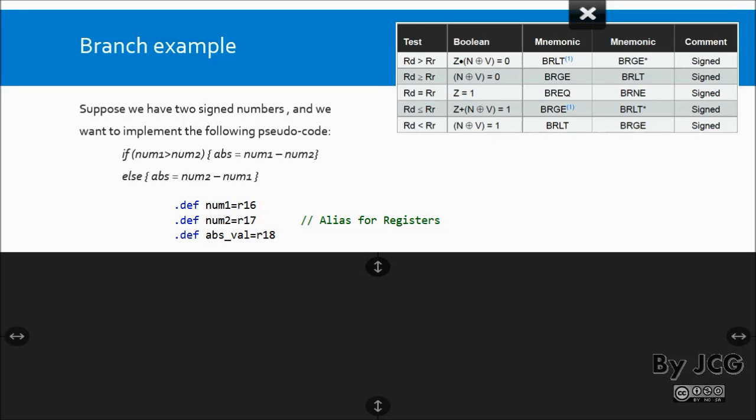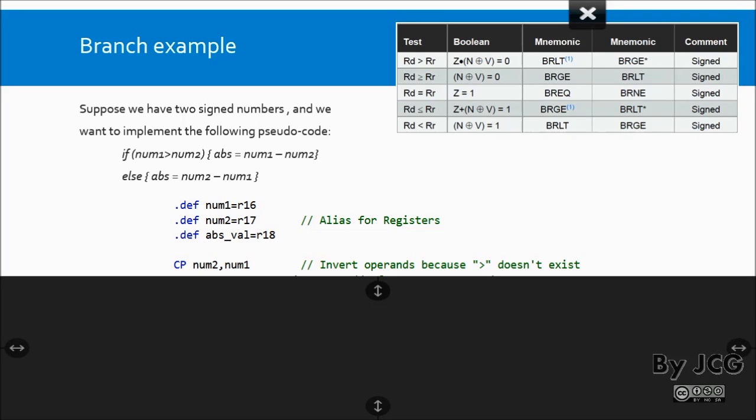So we're saying that register 16, we're gonna name it num1. Every time we write num1, we're gonna refer to the same address, and this is very, very important. It doesn't mean that anytime you write number 1, you're gonna have register 16. This is just an alias for the address of register 16. Then we're defining number 2 as the alias for the address of register 17. And then we have another definition, abs_val, which is equal to register 18. This is for better understanding the code.